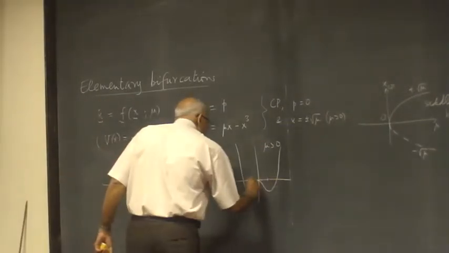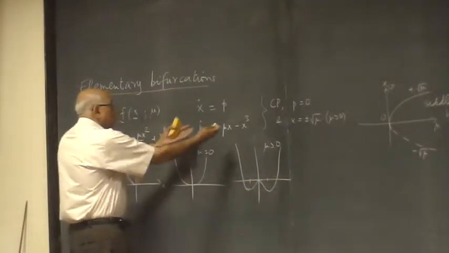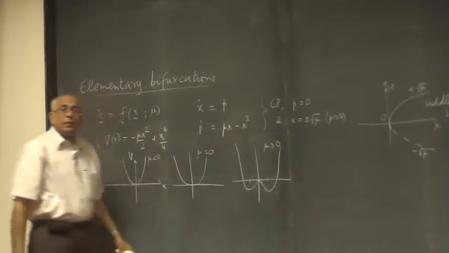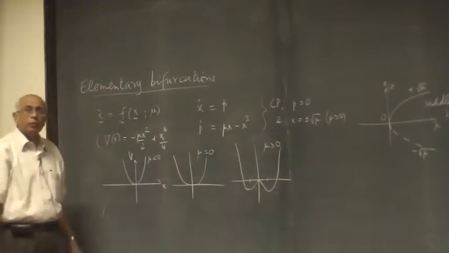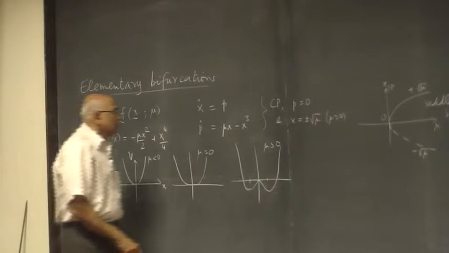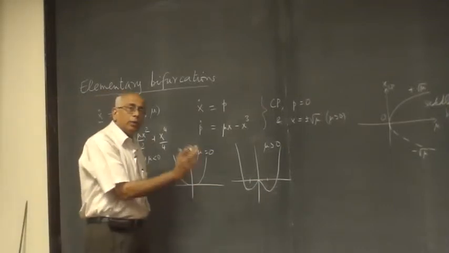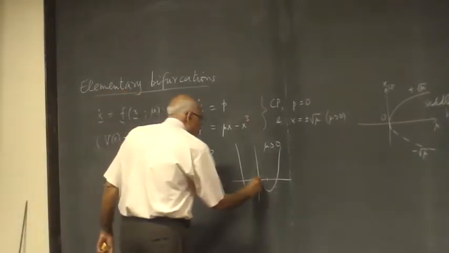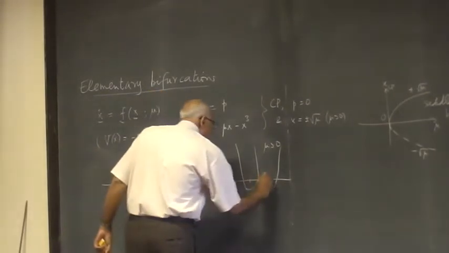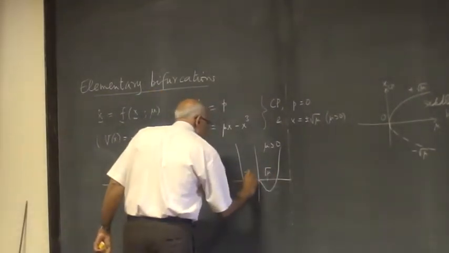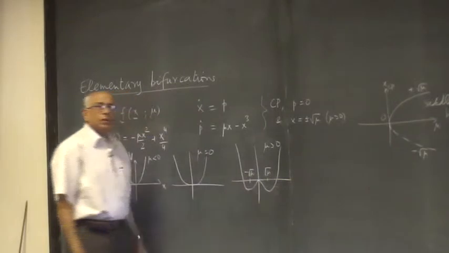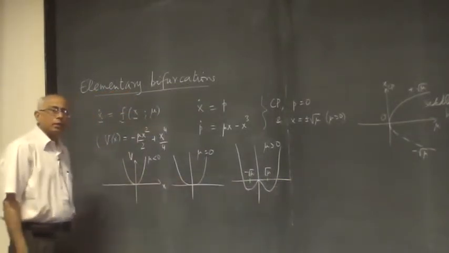So the critical points are at the zeros of this, which is at x equal to plus or minus square root of mu for mu positive, and x equal to 0 is always a root, except it becomes unstable for mu positive. So this is root mu, minus root mu. And they're both stable. And the middle one is unstable.